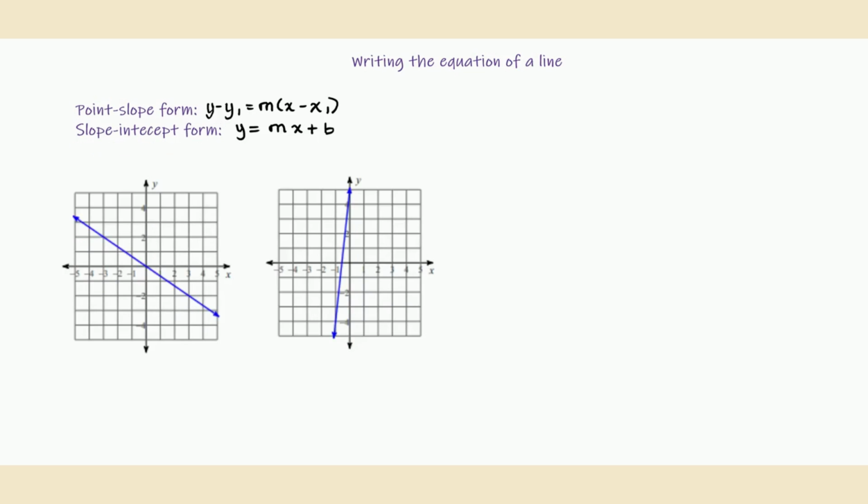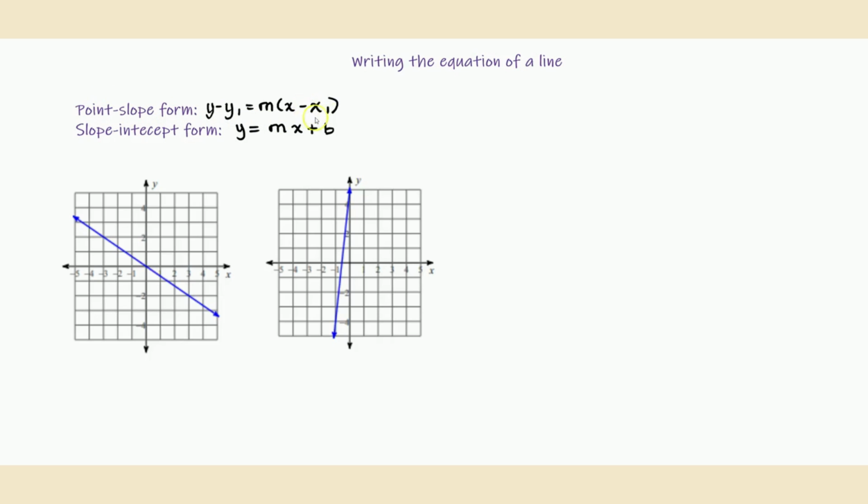Each of the forms shows you what you need to complete the form, and it also shows you what you can see if you are given the form. For your point-slope form, you need a point and a slope, or the slope of the line, in order to write it in point-slope form.